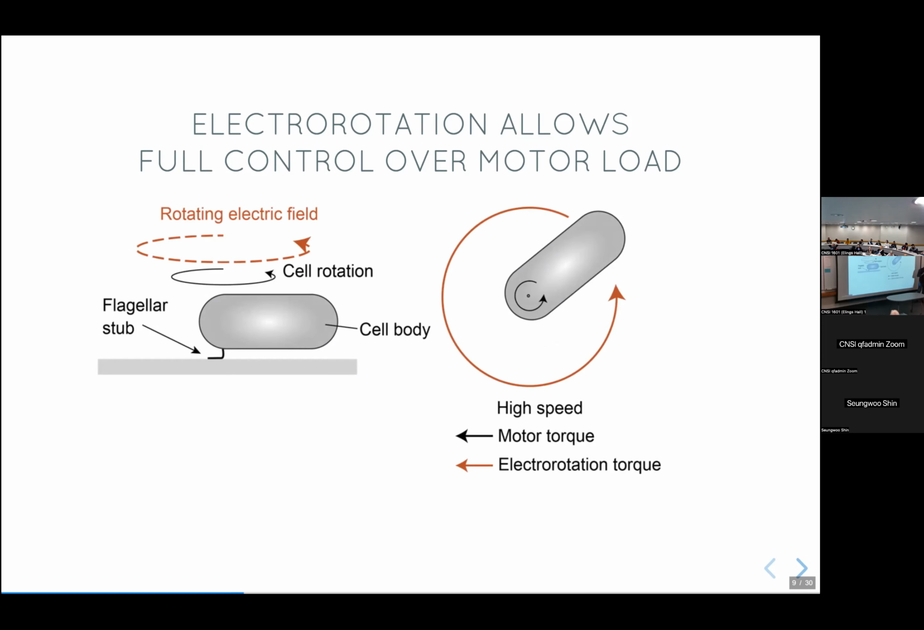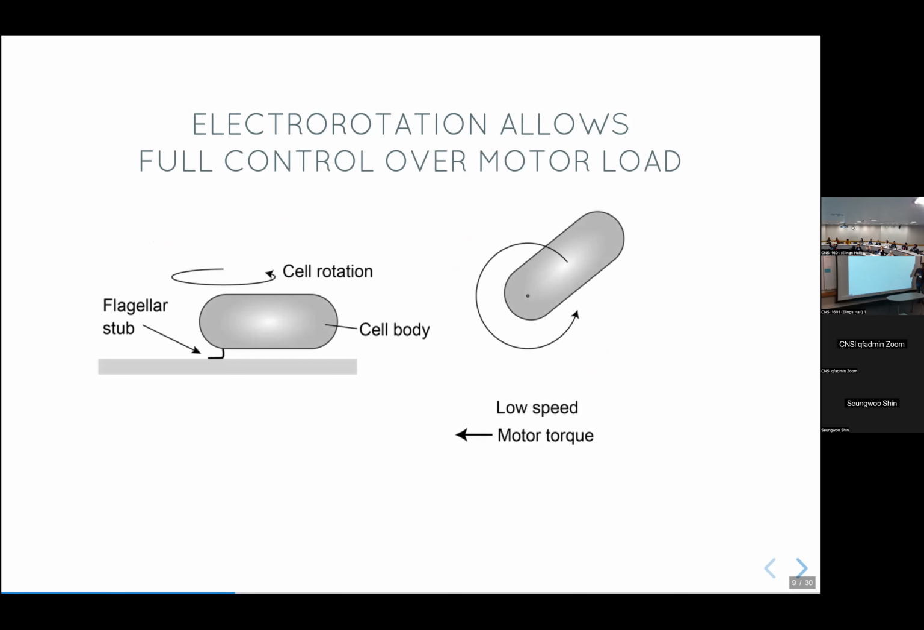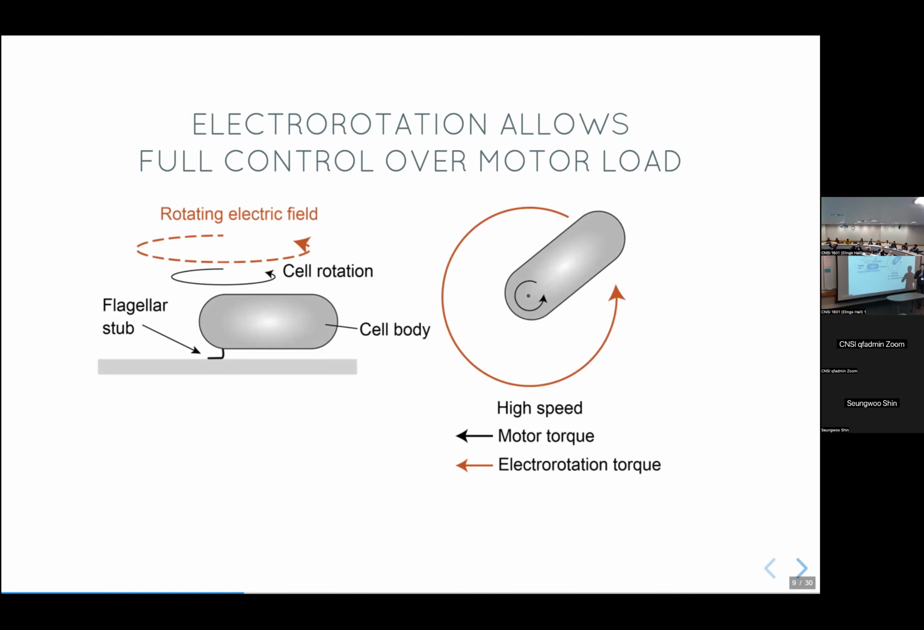And what we then do is apply an external, very high frequency rotating electric field on this cell, which applies an external torque, we call electrorotation torque, in the same direction as the motor torque. So essentially the motor is trying to spin the cell in one direction, it's working hard, but then you're providing it assistance. By providing this assistance, we lower the load experienced by this motor, and then the motor torque goes down and the cell spins at a high speed. So essentially, just by turning this external field off or on, we can change the load on the motor quite dramatically.